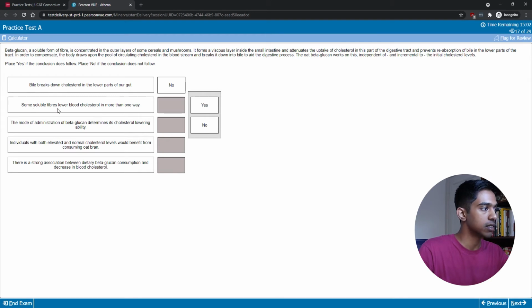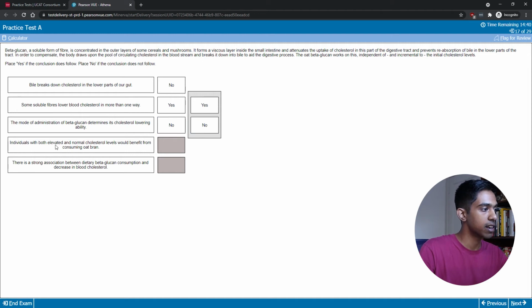Some soluble fibers lower blood cholesterol in more than one way. So yes, beta-glucan is one. So yeah, this would be yes. The mode of administration of beta-glucan determines its cholesterol-lowering ability. This would be no. I don't think there was anything about mode of administration.